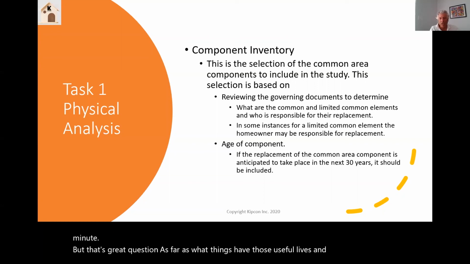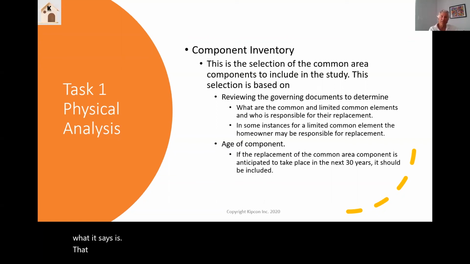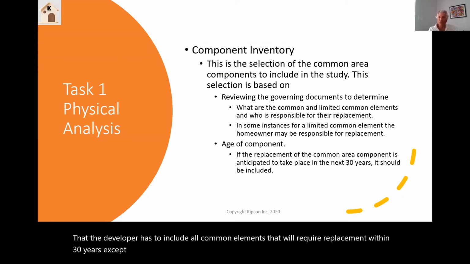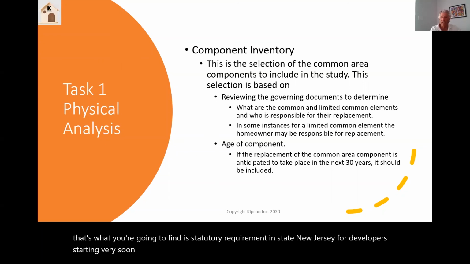So the statutory requirements in New Jersey for developers are in the process right now of being revised. And what it says is that the developer has to include all common elements that will require replacement within 30 years, except for roofs, which have to be included even if their useful life is more than 30 years. So that's what you're going to find is the statutory requirement in the state of New Jersey for developers starting very soon. It's actually out for public comment right now.